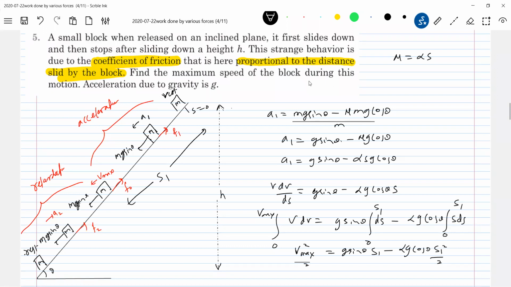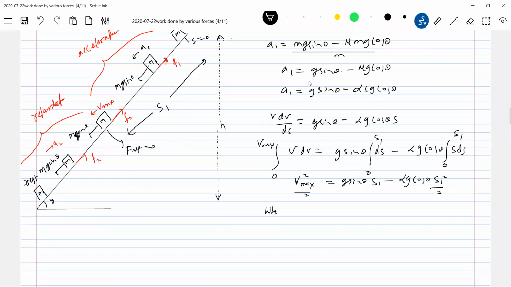We don't know much information about S1. How to get that S1? When the block is at a distance S1, what is the situation here? The net force is 0 here. So from that, what can we write? When the block attains maximum speed, when V is Vmax, net force will be 0.